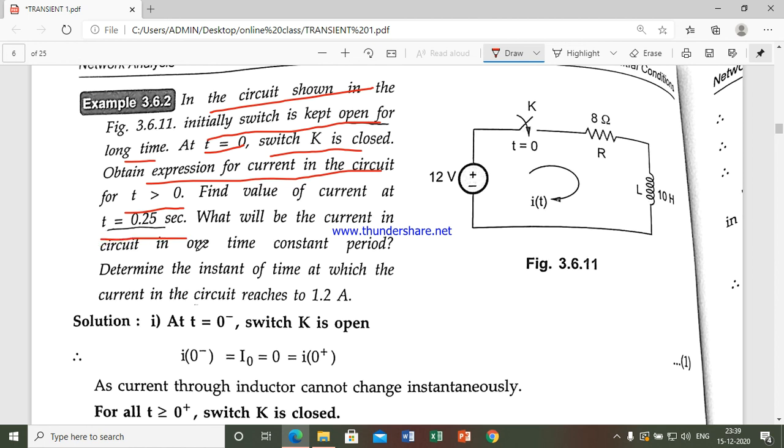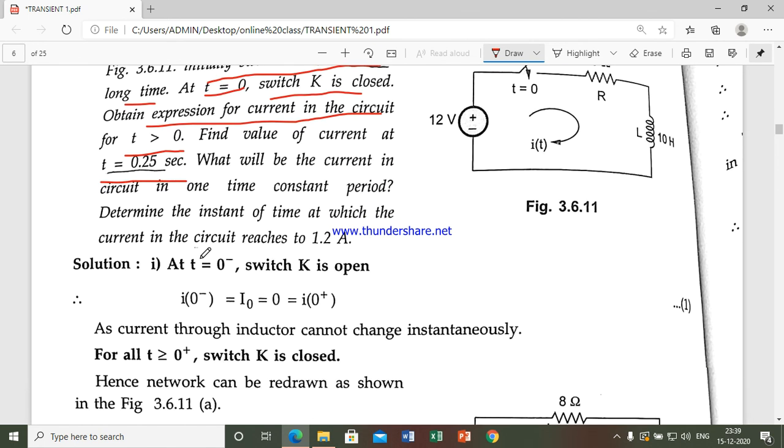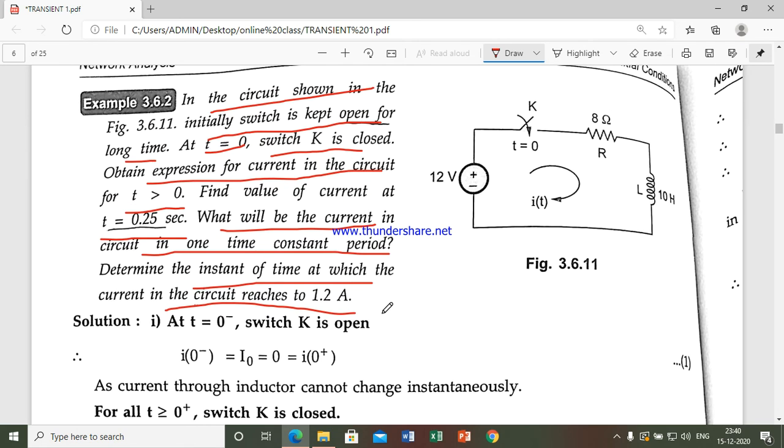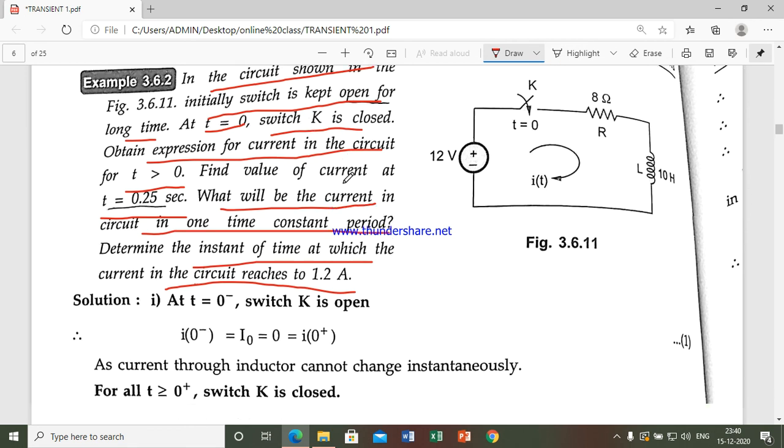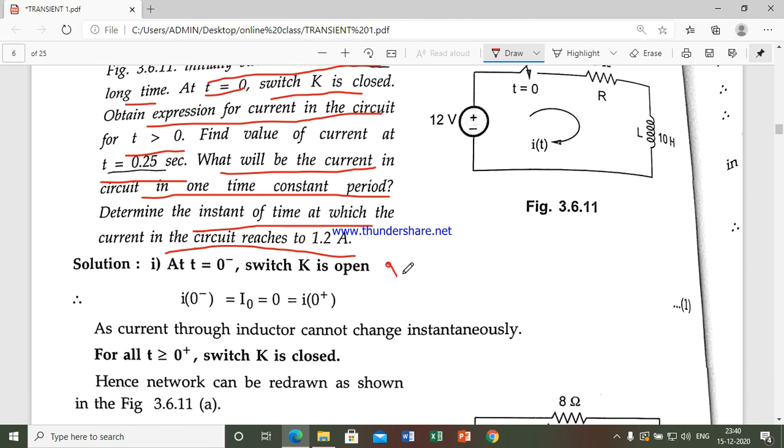Find the value of current at t equal to 0.2 seconds. What will be the current in the circuit in one time constant period? Determine the instant of time at which the current in the circuit reaches 1.2 amps. So here we should observe that at t equal to 0, the switch will be closed. Whenever t is less than 0, it will be open. So first I will consider the case whenever t equal to 0 minus.